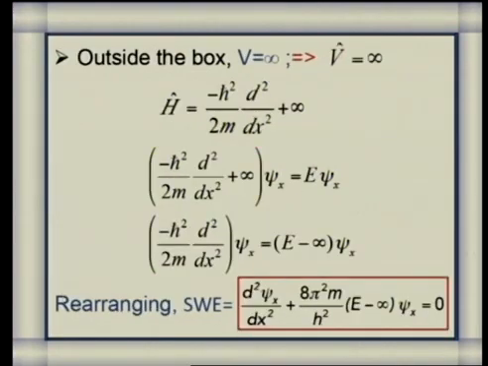Now, if I go further and see what happens outside the box. Outside the box, what do we have? We have defined our system to be such that outside the box, that is on the boundaries and out of the boundaries, we have V equal to infinity. So my operator for V, that is the potential energy operator, happens to be infinity. I substitute as before and do a little simplification, and I get the Schrodinger wave equation to be d2 by dx square of psi x, and so on and so forth. So essentially I have been able to formulate the Schrodinger wave equation for the particle in the box and also outside the box.